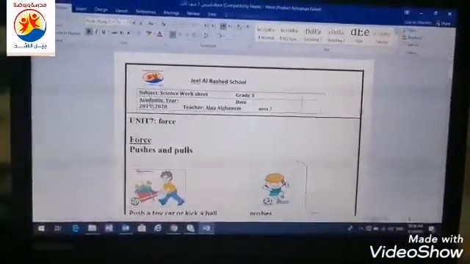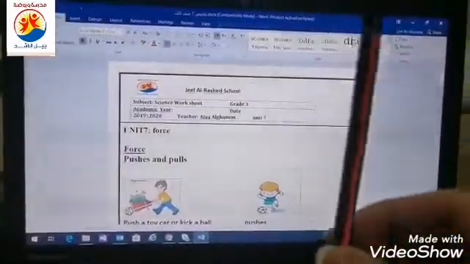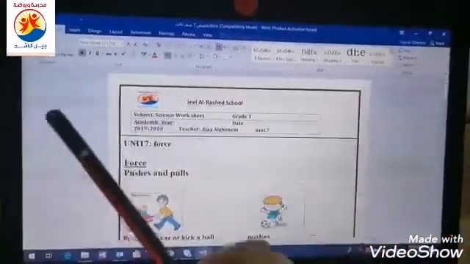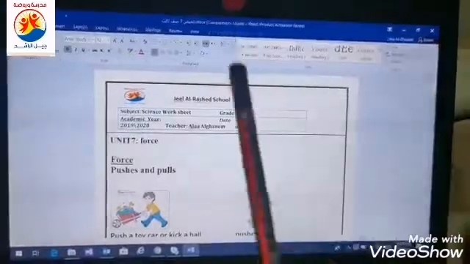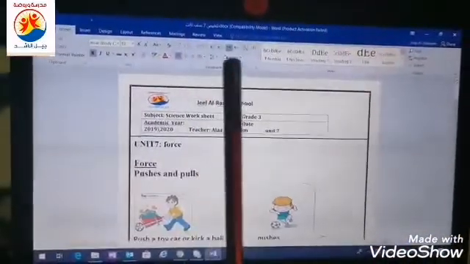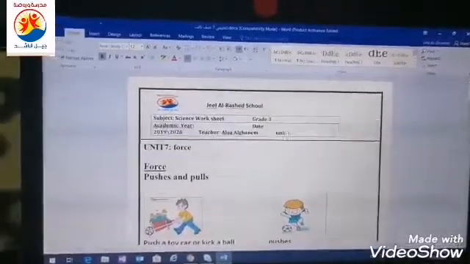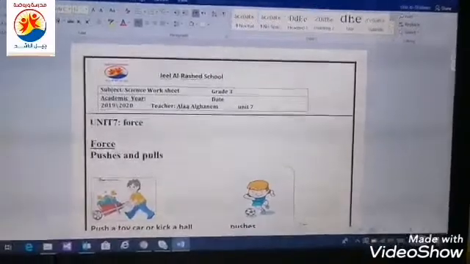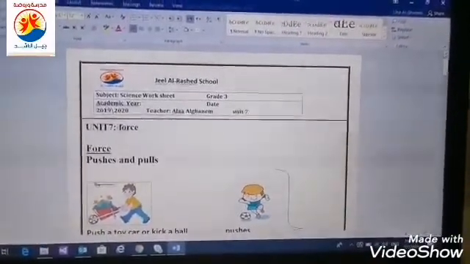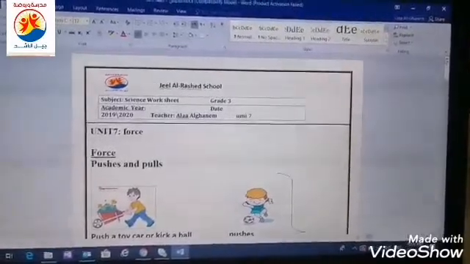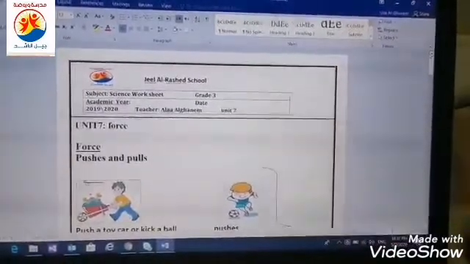So if we want to make force, we have to move and stop. We have to move things or stop moving them. These require forces. Forces are acting all around us.